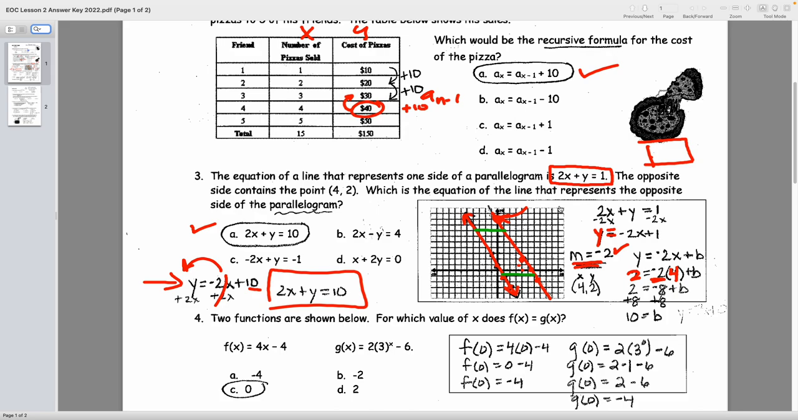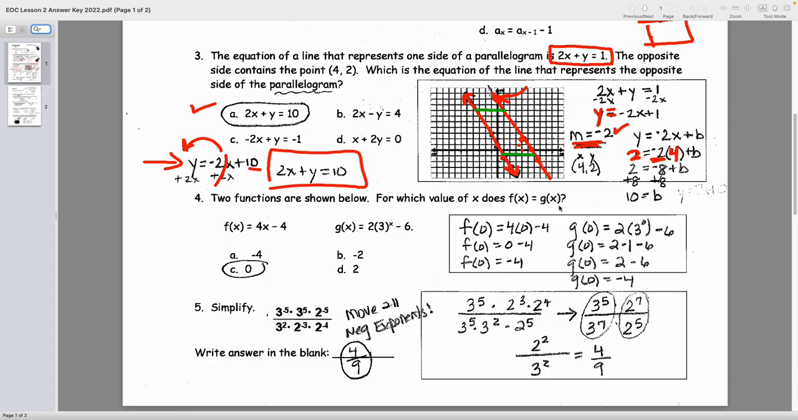All right, number 4, they give me an F function and a G function. The F function is linear, y equals mx plus b. The G function is exponential because I've got an exponent of x. And they just simply want me to figure out for which value of x makes them equal. Oh, well, without a calculator, I'm just plugging and chugging. I start at 0, for heaven's sakes. Just put in some numbers.